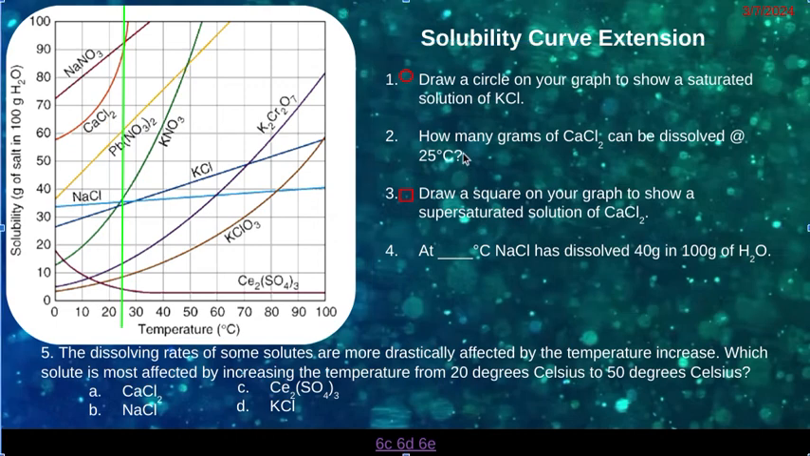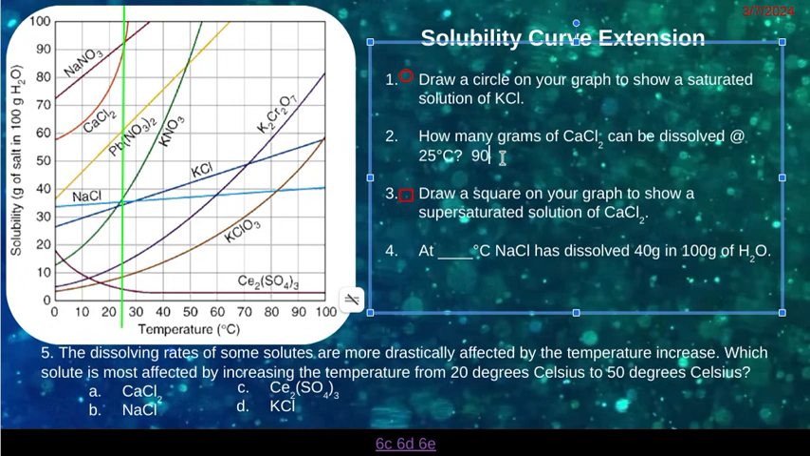So how many grams of CaCl2 can be dissolved at 25 degrees Celsius? Now this green line is 25 degrees Celsius, and we're looking for CaCl2, which is right here. It crosses almost exactly on 90, so the answer to this would be 90 grams. The question was in grams, so your answer is going to be over here somewhere, at 25 degrees Celsius, and so it's 90 grams.